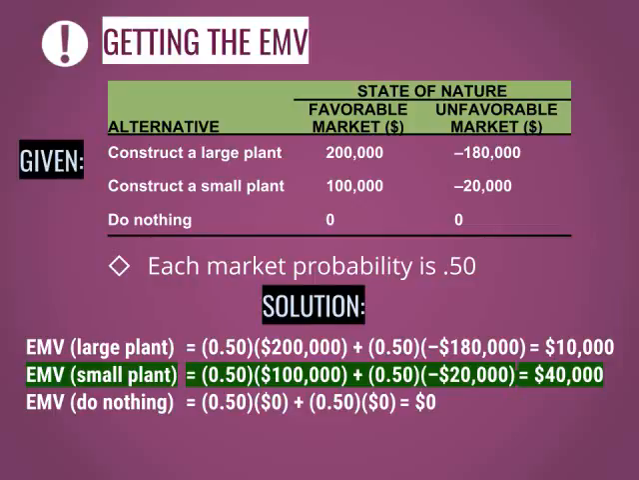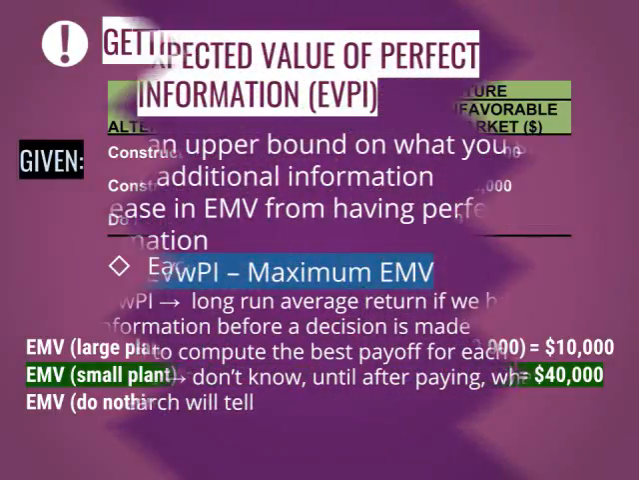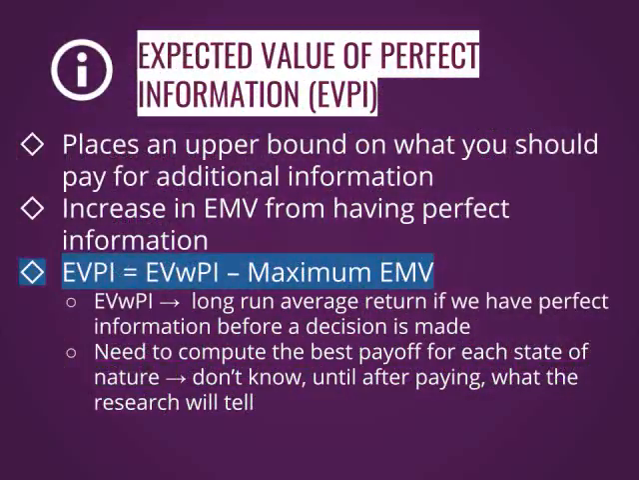There will be also times when we are given the choice to acquire information. To find if it would be beneficial for the company, we compute for the expected value of perfect information or the EVPI. This places an upper bound on what you should pay for additional information. Moreover, it is also known as the increase in EMV from having perfect information.